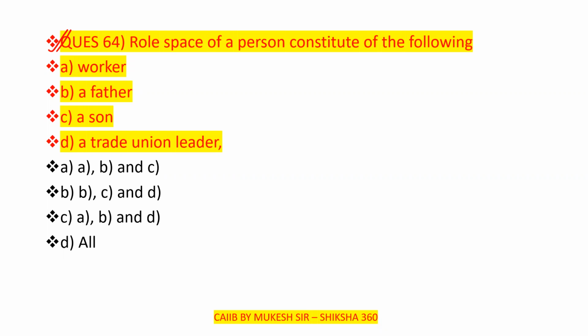Option A is worker. Option B is father. I think this type of question I have already discussed. Option C is son. Option D is a trade union leader. What is the correct answer? Role space of a person constitutes a worker, a father, a son, and a trade union leader. So option D, all of the above, is the correct answer. That is regarding the role space.